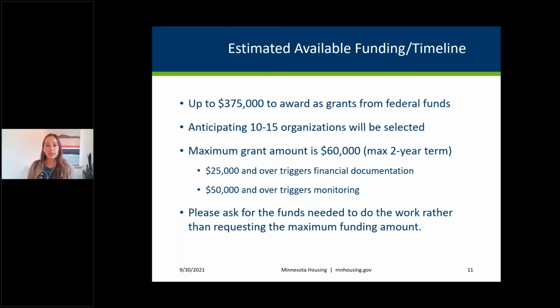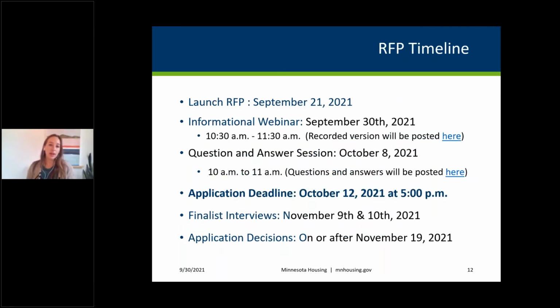So the timeline, as you can see, we're getting very close to when the application itself will be due. So again, it's due October 12th, 2021 at 5 p.m. Again, it needs to be received at the email address we provided for it to be considered on time. Unfortunately, we cannot accept late applications.